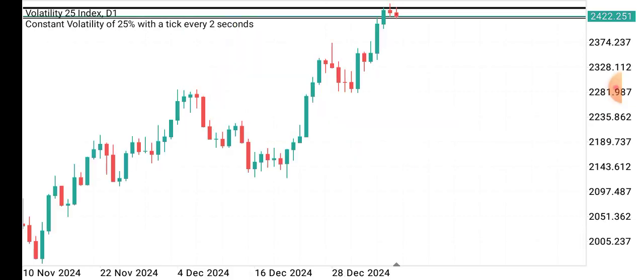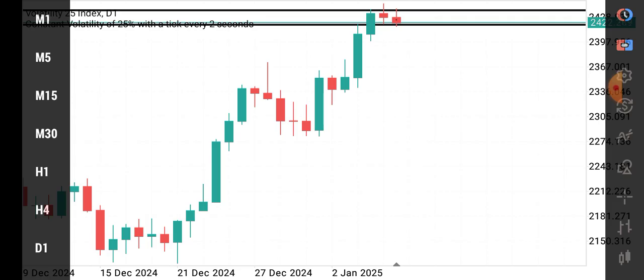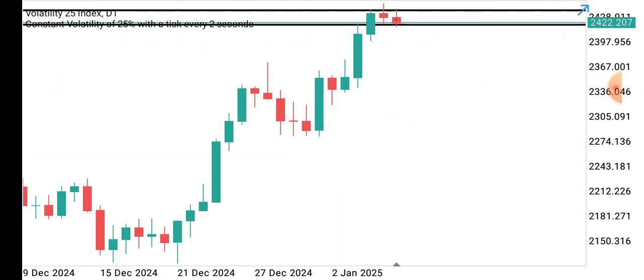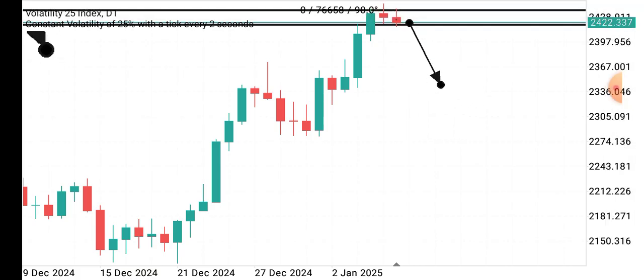So if you look at the daily time frame, you can see the market has a long way to go. When it wants to sell, we are expecting the sales to get up to this level here, and this is massive profit, guys. It's massive profit.